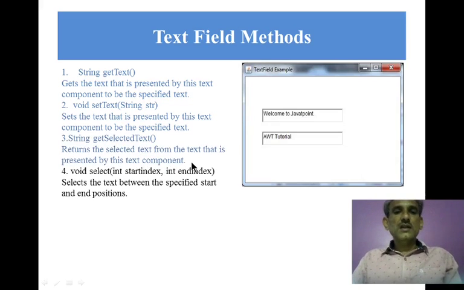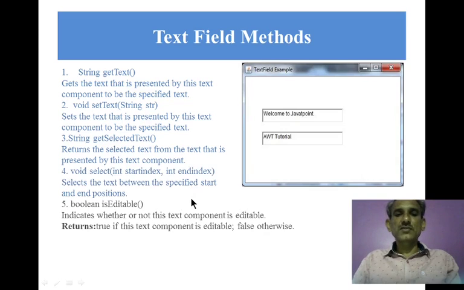Fourth one is the select method. By using this select method, we can select a particular part, from a start index to an end index. If I specify from 3 to 5 characters, then it will take LCO. So this is character number 3, character number 4 and character number 5. So by using this select method, we can extract text between the starting index and the end index.